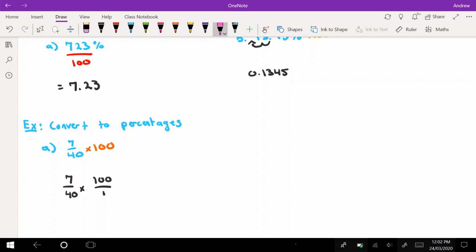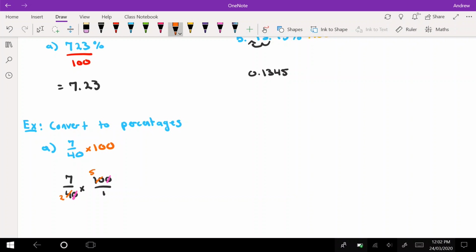How can I simplify this? Is there anything I could take out of the top and the bottom? 10. So let's get rid of that. Is there anything else now I can work with? What else can I cancel out? You could divide both these by 2, so that's 5 and that's 2.